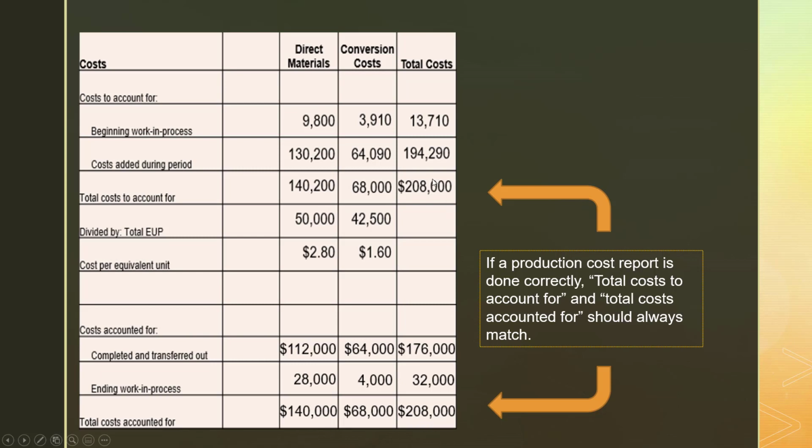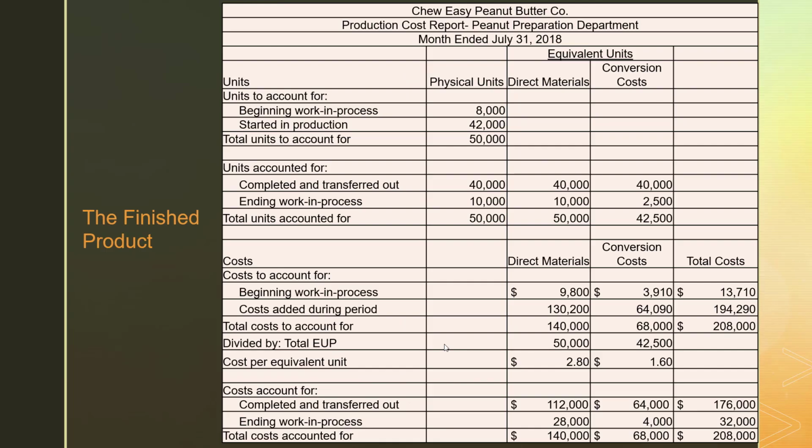You need to come up with the same number for your total cost to account for and your total costs which were accounted for when you determine what amount of cost is being transferred out and what amount of cost stays here. If you don't have a total amount that was moved around between different departments equal to the amount of cost that was incurred, you're missing costs that need to be contained somewhere. So you got to go back and find it.